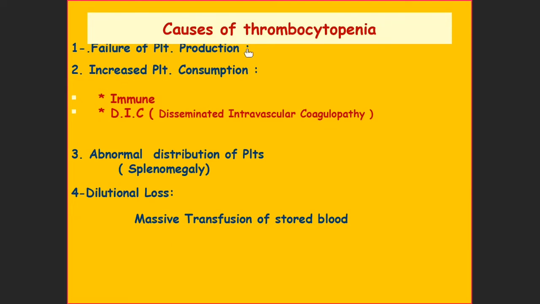Failure of production, which means marrow failure, can be aplastic anemia, or can be isolated failure of production of platelets. Increased platelet consumption can be immune due to antigen-antibody reaction and removal of platelets by macrophages of the spleen, or it can be due to DIC. Abnormal distribution, pooling of platelets in the enlarged spleen. Dilutional loss when massive blood transfusion of stored blood is given to the patient.